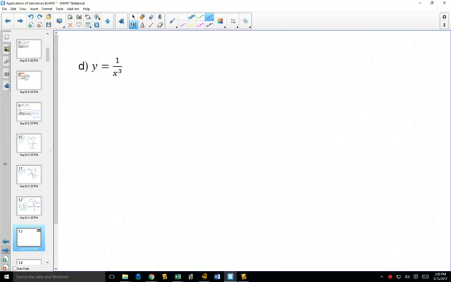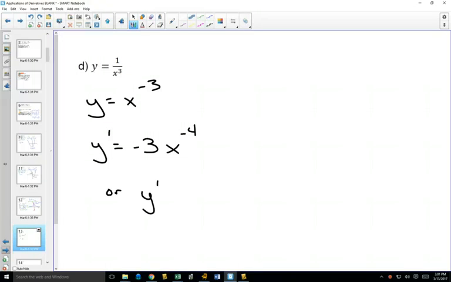And now for a graph that you've never done, a 1 over x cubed graph. Or have we done that? Did you do one of those last year in grade 12? So now this is the same as x to the negative 3. And if we take the derivative of that, we would get negative 3, subtract 1 from the exponent, or negative 3 over x to the 4.